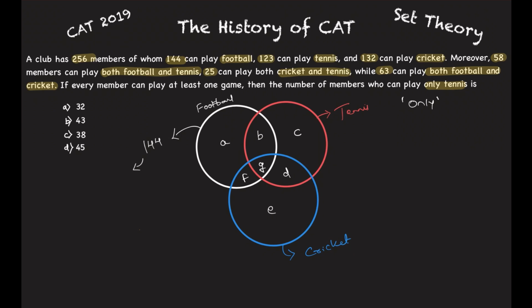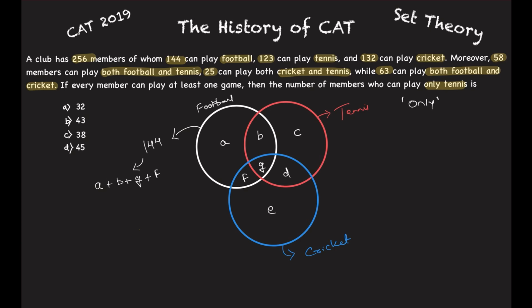This is the complete thing, A plus B plus G plus F. Okay, that's what you have to understand. A plus B plus G plus F is given to me here, which means this complete thing. They are not saying 144 only play football, then they would have given me A. They said 144 play football, so everything is given to me.